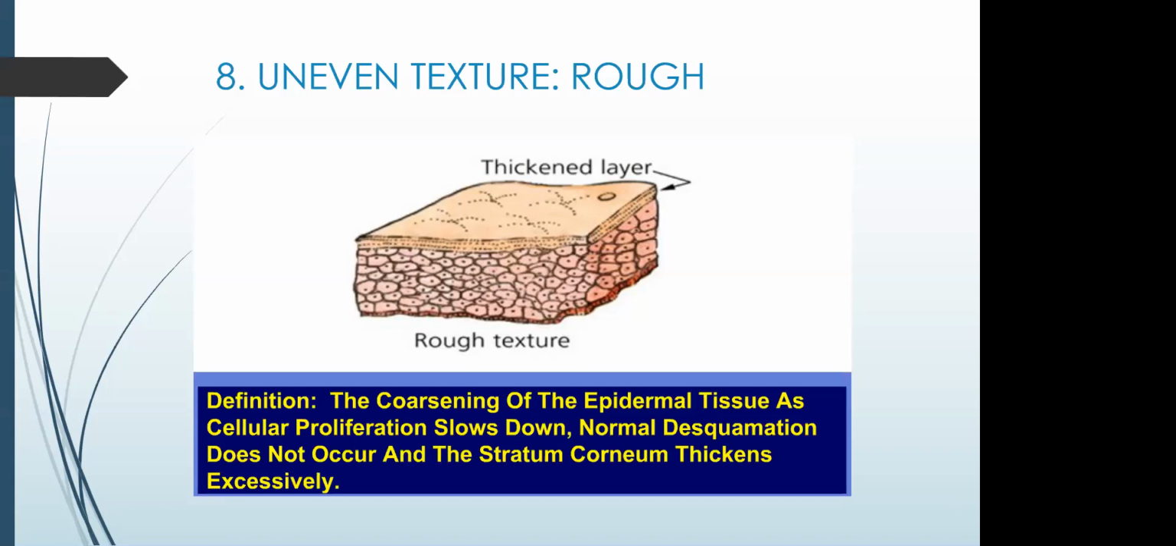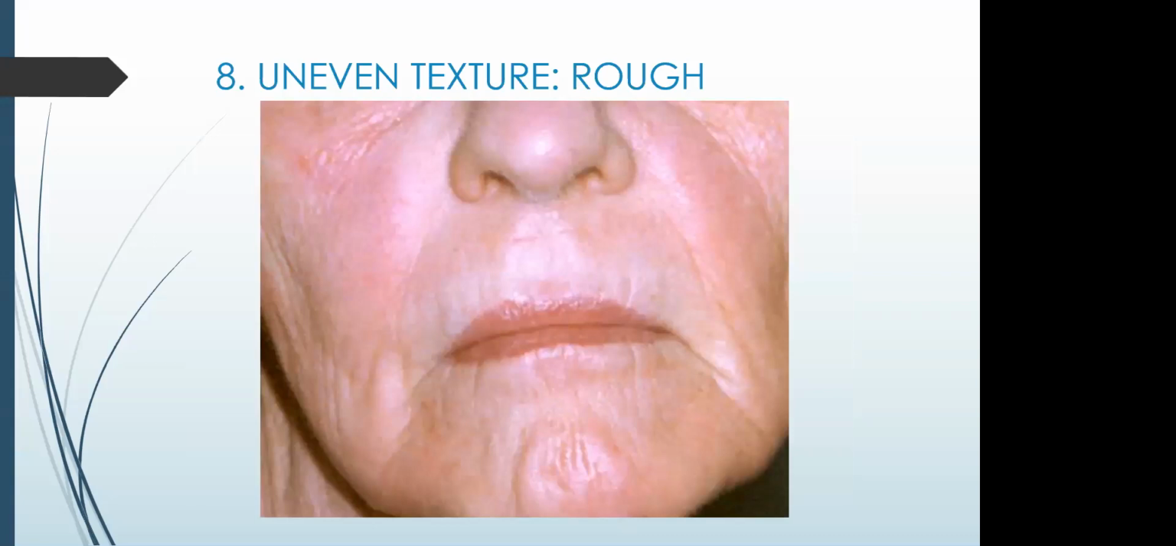When you're young, it takes about 14 days for the basal cell to reach the corneum layer, and another 14 days to travel to the top of the stratum corneum to be exfoliated. As we age, this process slows down, and the cellular turnover rate goes from approximately 28 days to 42 to 50 days. So cellular proliferation slows down, there is a buildup of the corneum layer, and this layer thickens excessively. Here's an example of rough textured skin.